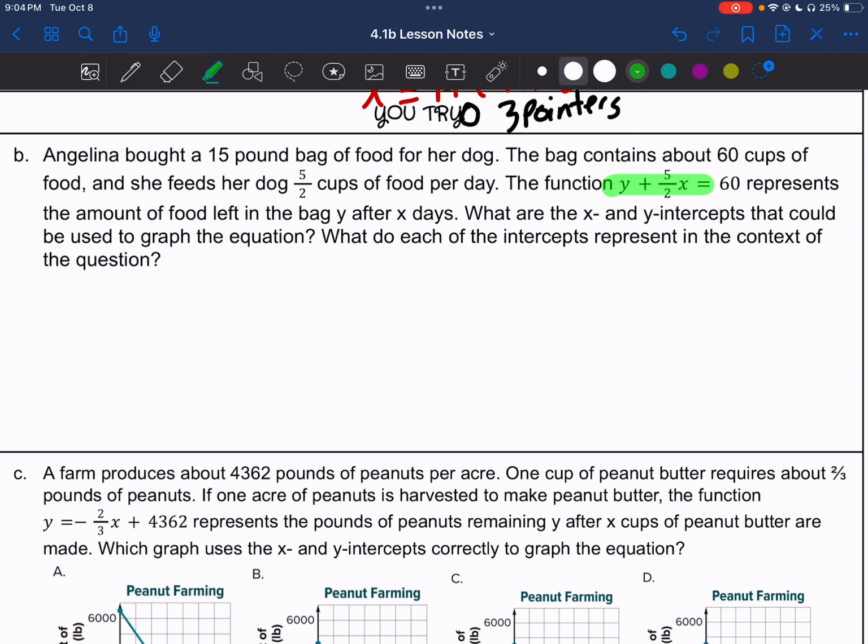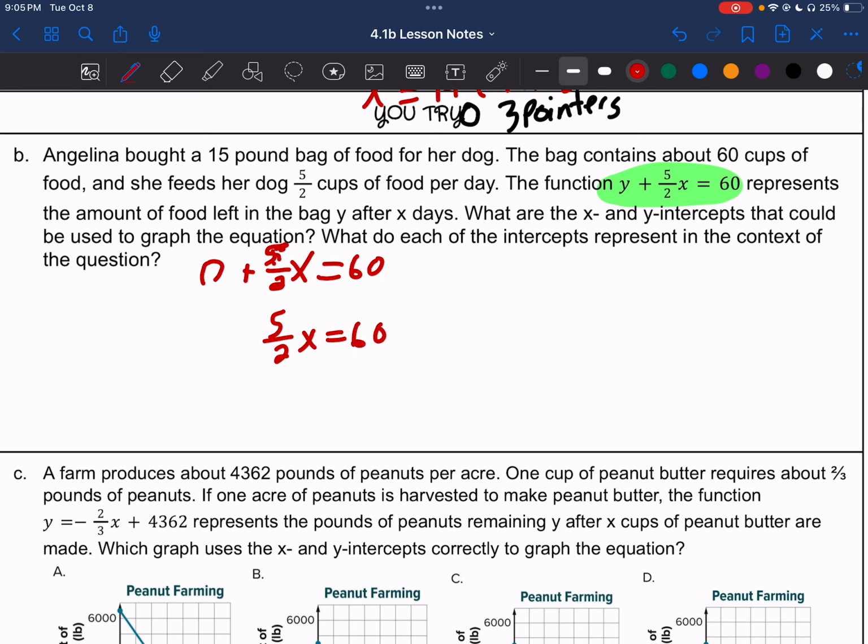Well, the most important piece of information here is this right here. It's the equation that we're going to work with. Now, let's substitute in 0 for y and find that x-intercept right away. So we're going to do 0 plus 5 halves times x is equal to 60. So we have 5 halves x equals 60. And in order to solve this, we need to multiply by the reciprocal. The reciprocal of 5 halves is 2/5.